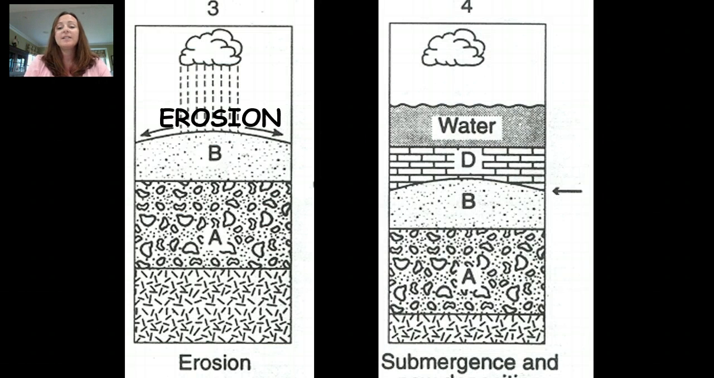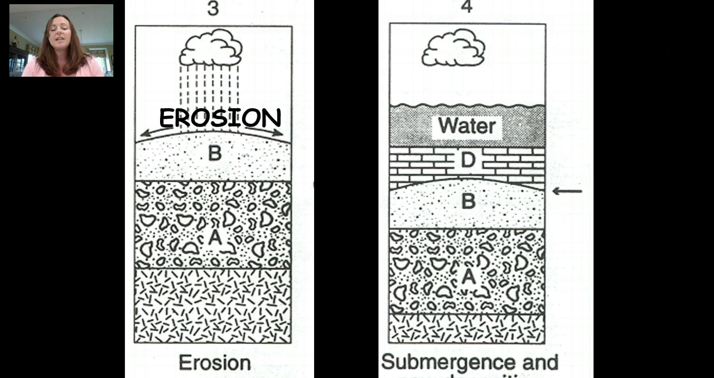Now, if we compare number 3 to a new diagram at number 4, what you notice is water has again moved into this area. Could be from overflooding of a stream causing the stream to come over this area again. But what you notice is deposition has occurred yet again and created a new layer, layer D, over this erosional surface that was created with B and the missing layer C.